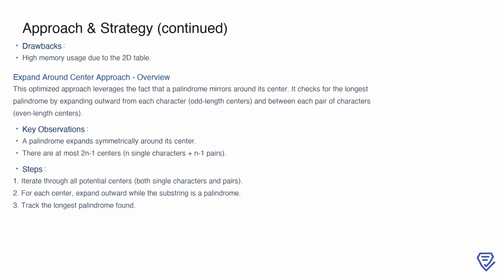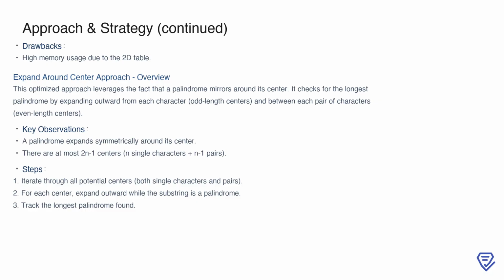To address this, we can use the expand around center approach, which is more memory efficient. This method takes advantage of the fact that a palindrome mirrors symmetrically around its center. By expanding outward from every potential center, we can find the longest palindrome substring. The key observation here is that there are at most 2n-1 possible centers in a string, n single characters and n-1 pairs of adjacent characters.